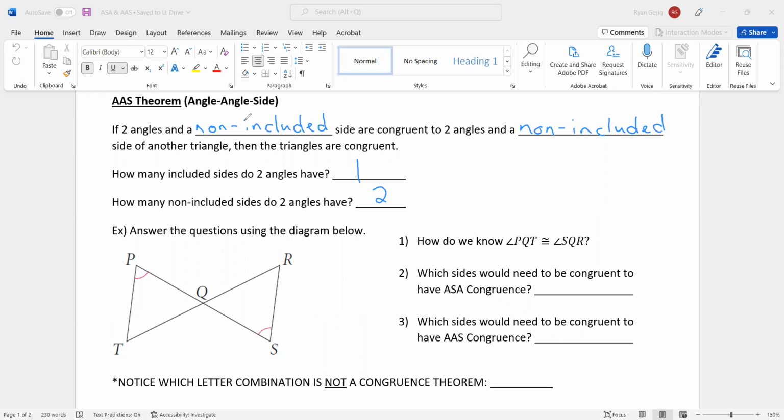Okay. So we've got a picture here. How do we know that angle PQT, that's this angle, is congruent to angle SQR? That's this angle. Should be used to that one by now. I've seen that one a lot. That's vertical angles theorem.